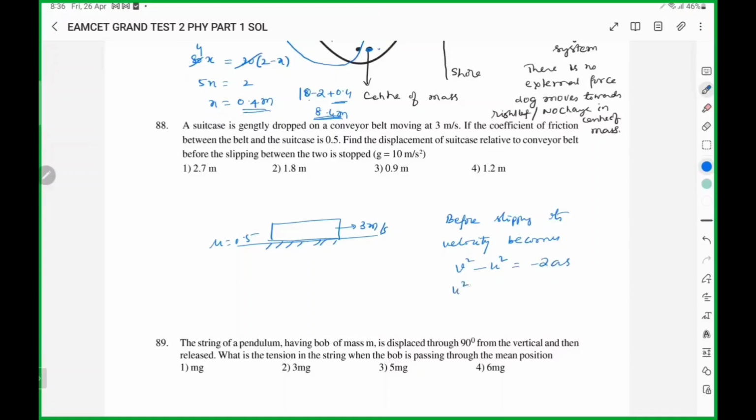So then here v square is 2as, with u square being 9. Here this is the normal reaction, and its weight. The force of friction is mu s into N, mu s mg. So ma is this, and a is mu s into g. So 9 equals 2 mu s into g, with g as 10. Mu s is given as 0.5. 2 times 0.5 is 1, so s will be 0.9 meters.